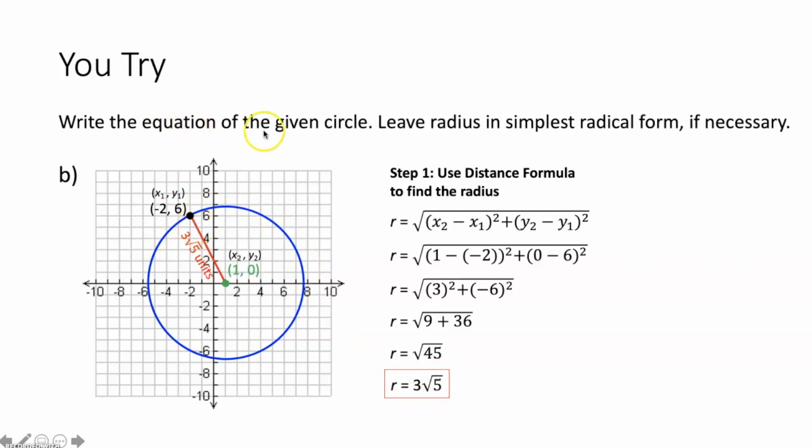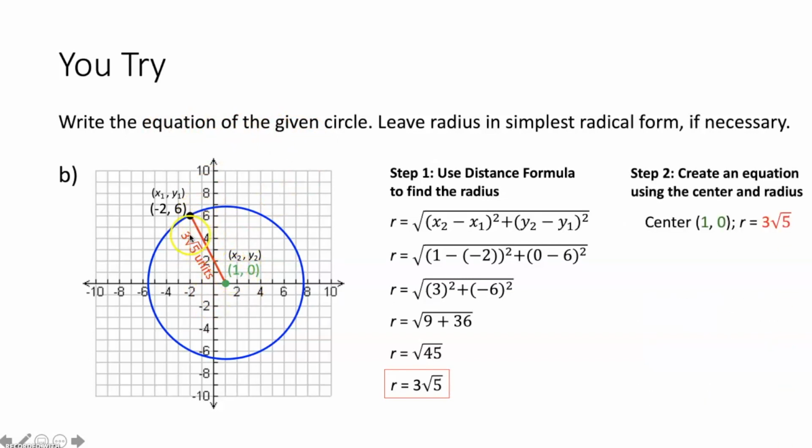So now, in order to write the equation of this given circle, all we have to do is take the center of the circle, (1, 0), and the radius that we found, 3 root 5, and plug it into the equation of a circle in the coordinate plane. x minus h, the quantity squared, plus y minus k, the quantity squared, is equal to r squared. I'm going to take my h, k, my 1, plug it in for h. My 0, plug it in for k. My radius is 3 root 5, so I take that, plug it in for r.